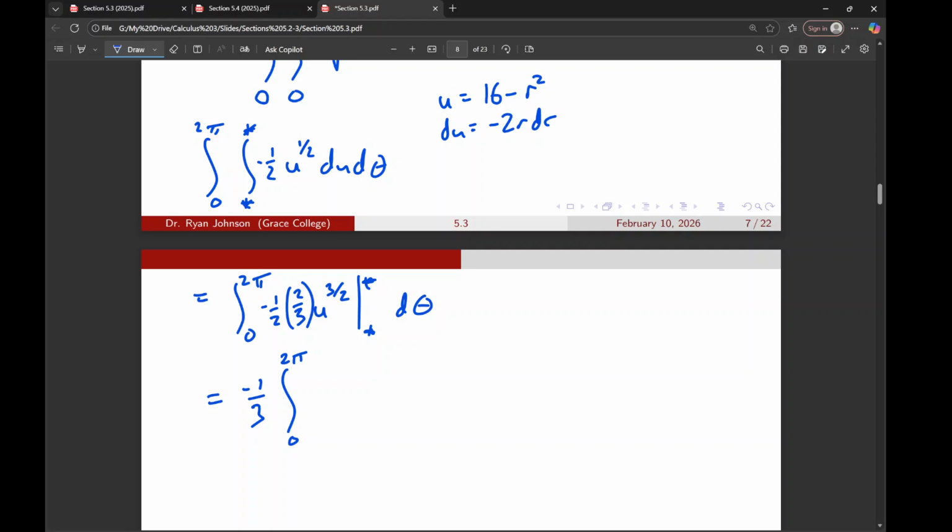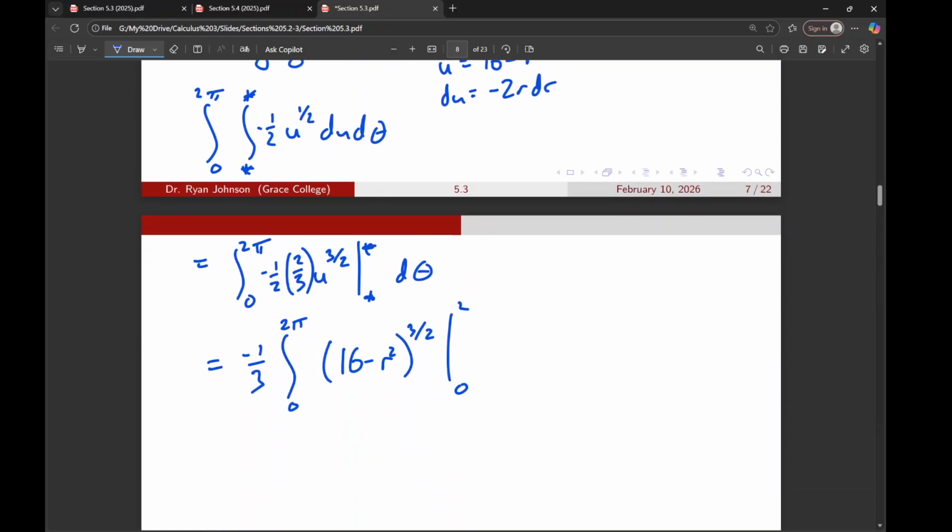let's turn it back into r's. The u is 16 minus r squared, but now it's to the 3/2 power, from 0 to 2, because we switch back to r, d theta. Sometimes I like to do brackets. I know the book likes the straight line thing, but it helps me sometimes to think of it that way.